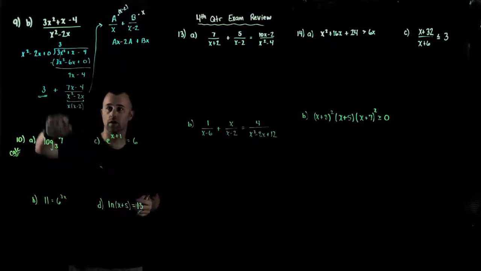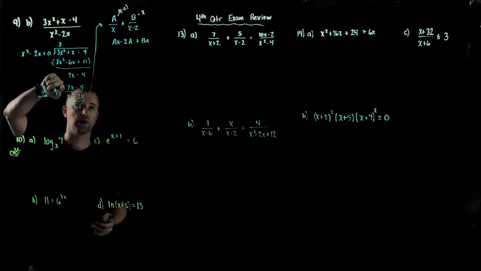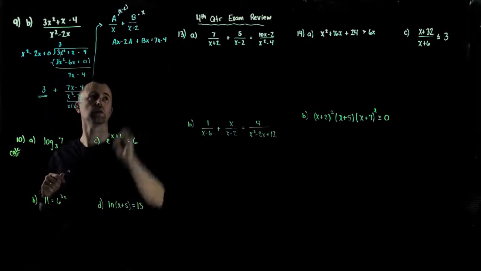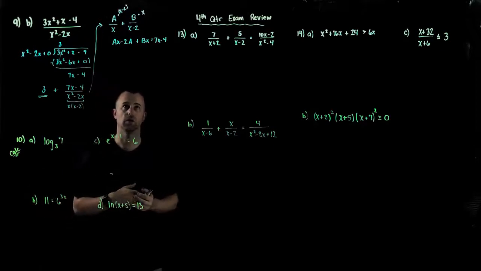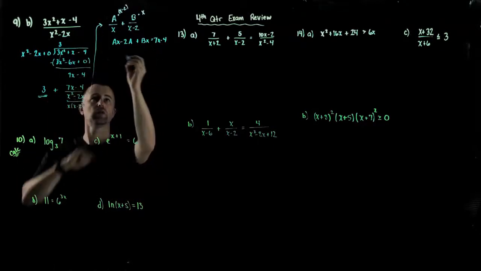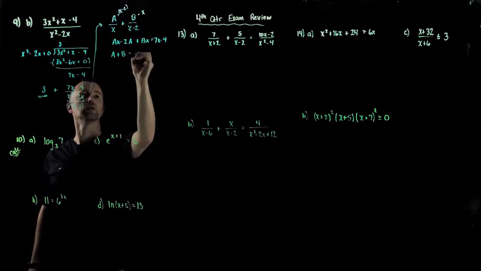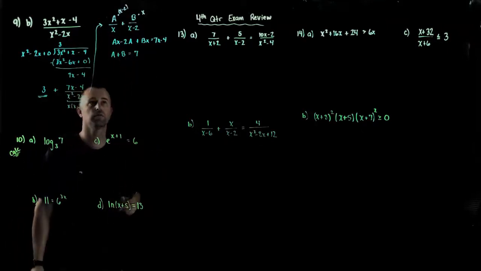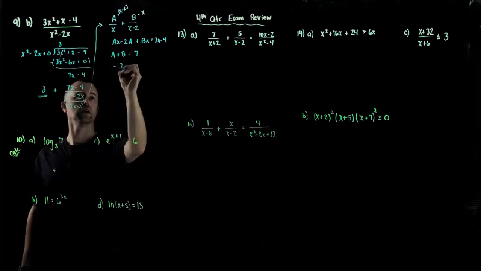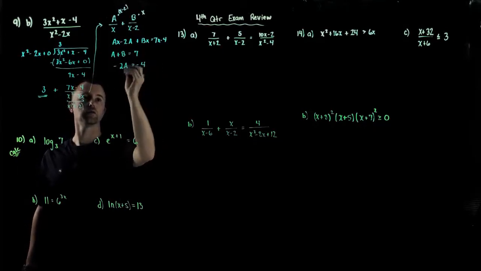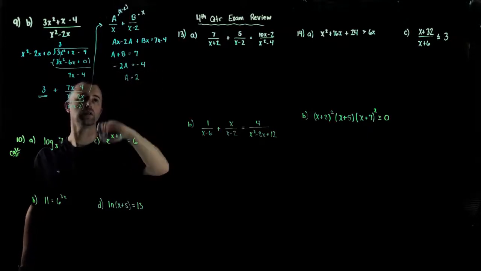Now remember that numerator is equal to 7x minus 4. So I'm going to set that equal to 7x minus 4, and that's going to be where I get my equations from. So start with my x terms. I have a plus b equals 7. Those are my x terms. And then I have negative 2a. That's my only constant. That equals negative 4.